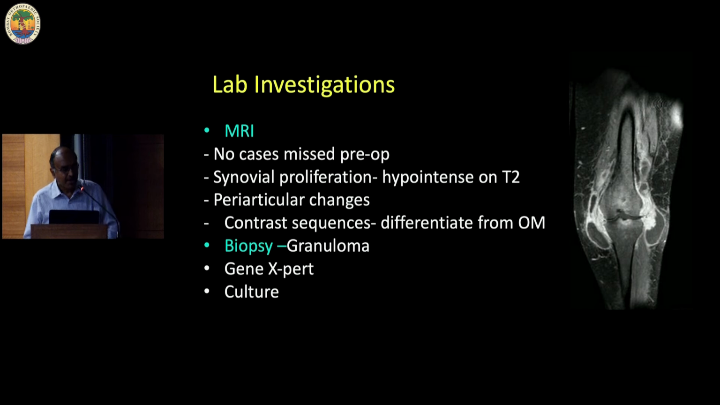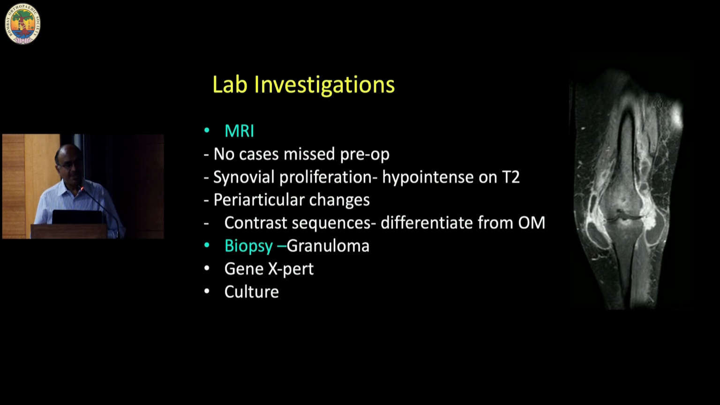Now, MRI has almost given us the diagnosis of tuberculosis. Usually no cases are missed preoperatively if you do an MRI, and if the MRI shows synovial proliferation which is hypointense on T2 images and periarticular changes, the radiologist almost gives you a diagnosis that there is an osteoarticular infective pathology, most likely due to tuberculosis. Of course, the biopsy will confirm that there is a granuloma. You can send it for GeneXpert and culture, and we have discussed it enough during the earlier part today.